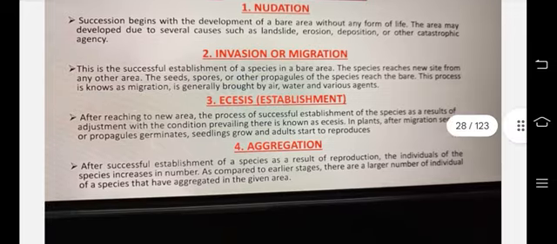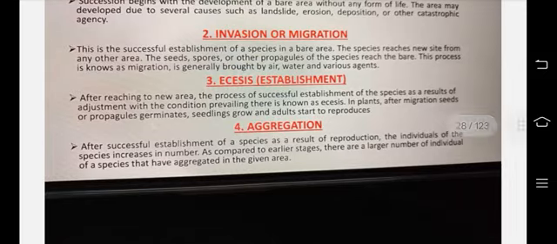Then it is establishment. After reaching the new area, the process of successful establishment of the species as a result of adjustment with the conditions prevailing there is known as ecesis. I'm not sure about the pronunciation; it would be better to check that. In plants, after migration, seeds or propagules germinate, seedlings grow, and adults start to reproduce.